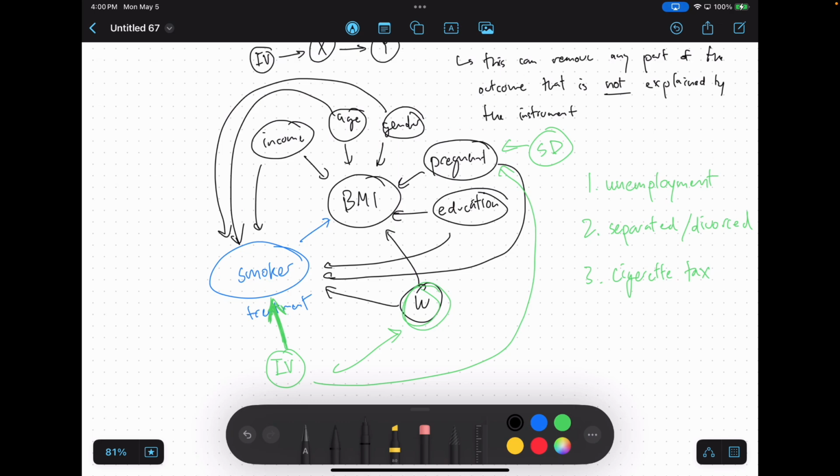Okay, I guess we're out of time, so I'm going to go through the example of how to implement the IV at the start of class on Wednesday. Two questions.